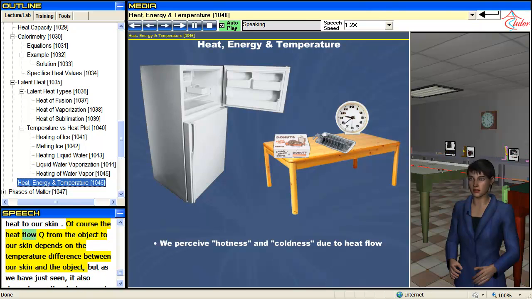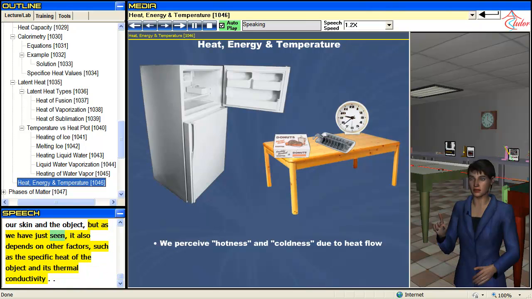Of course, the heat flow Q from the object to our skin depends on the temperature difference between our skin and the object, but as we have just seen, it also depends on other factors, such as the specific heat of the object and its thermal conductivity.